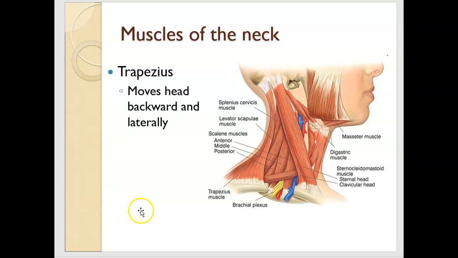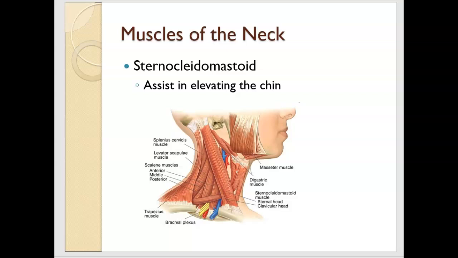Muscles of the neck: trapezius moves the head backwards and laterally. The sternocleidomastoid assists in the elevation of the chin.